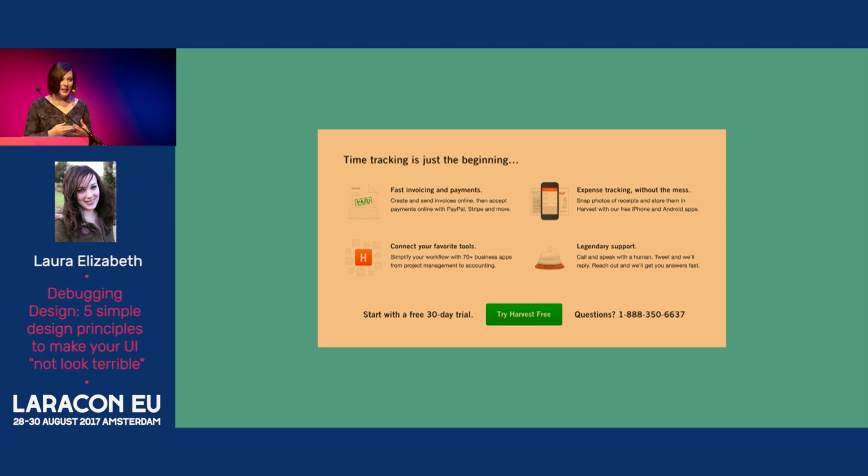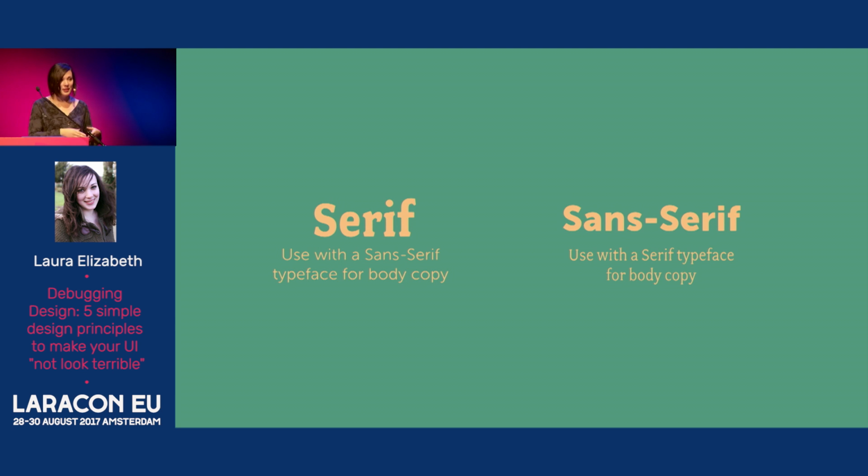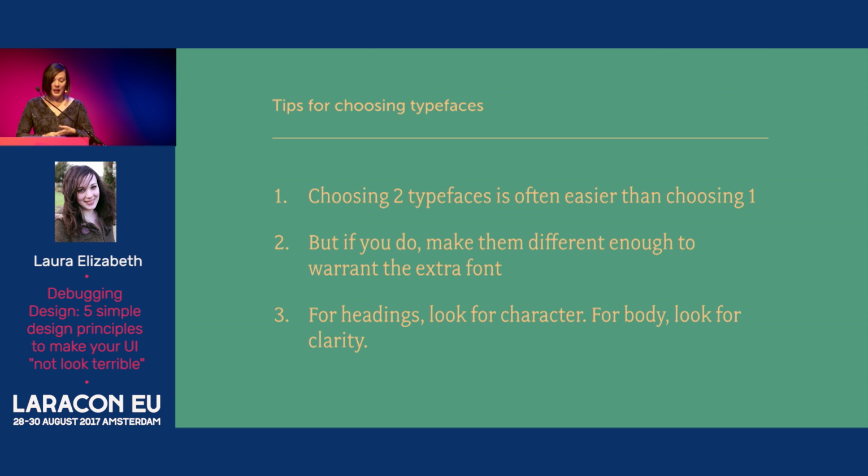So the easiest way to make sure they're different enough is just by using a serif typeface, which is the ones with the little flicks on the end, with a sans serif, so the ones without the flicks. So you could use a serif for the headings, a sans serif for the body text, or a sans serif for the headings and a serif for the body text. And finally, this kind of harps back to the first point, but look for the ones with the character for the headings, and then just keep it really simple for the body text. Something like Open Sans is always a good choice.